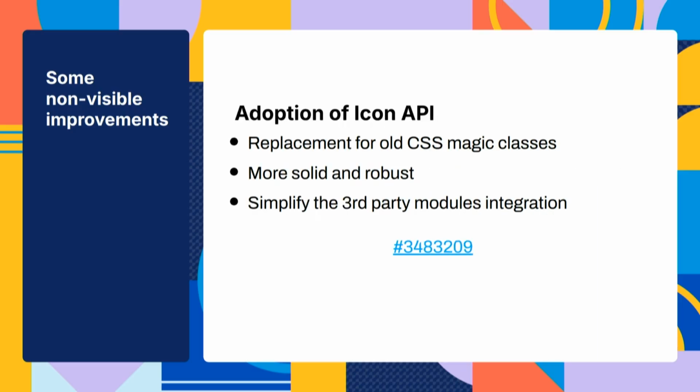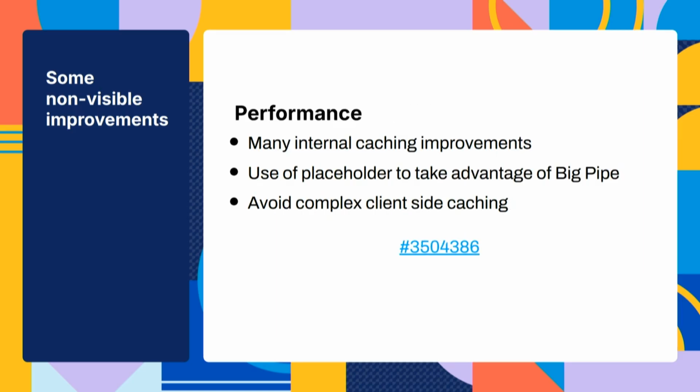Sorry. And the adoption of Icon API is another of the milestones. We added it to avoid the CSS magic classes. It's more solid, robust. We are using actual images instead of CSS, and it simplifies the third-party integration. That's something that was introduced a couple of weeks ago, and it's a nice improvement. But yeah, it's going to be very interesting in the future.